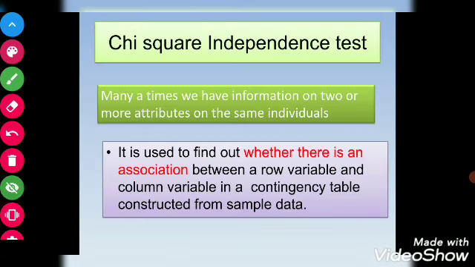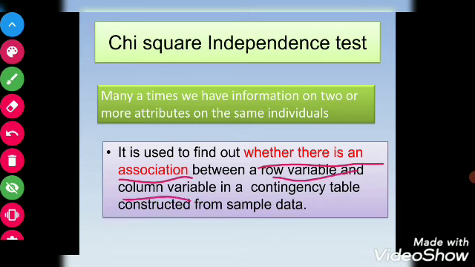Now you can see the next is the chi-square for independence of attributes. First we have seen the chi-square for goodness of fit. Another is for independence of attributes. Many times we have information on 2 or more attributes on the same individual. So it is used to find out whether there is an association between the row variable and the column variable.